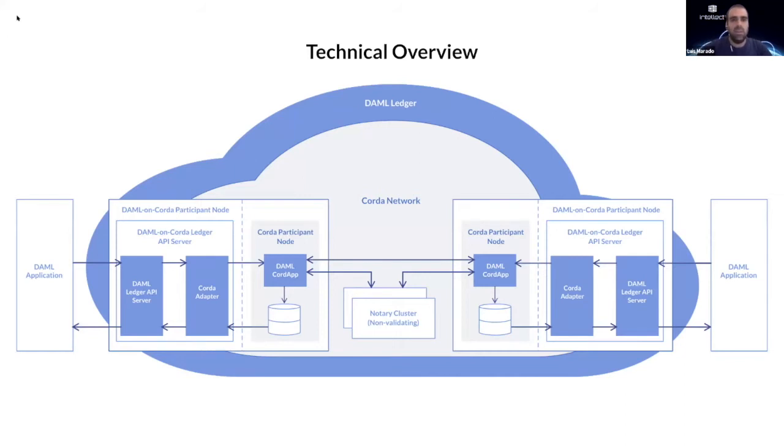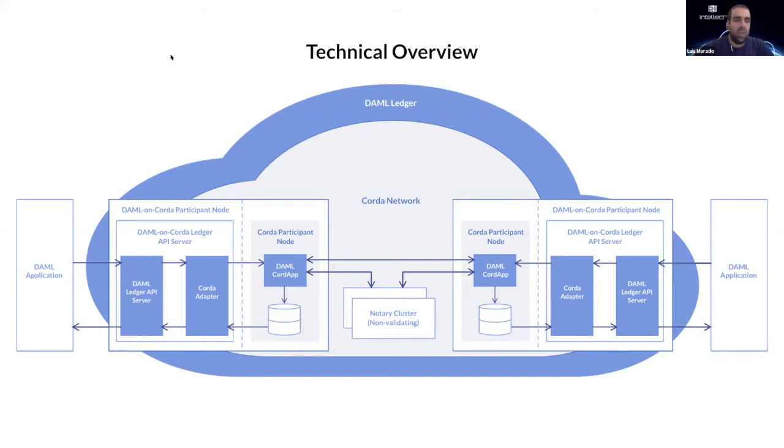So this is a little bit of an architectural view where we can see the containers that this solution has. So your common Daml applications, in essence, will connect through the standard Daml Ledger API that will then connect to a Corda adapter that finally reaches out to the actual Corda node, and where a Corda app, a specific Corda app for Daml should be installed and deployed.